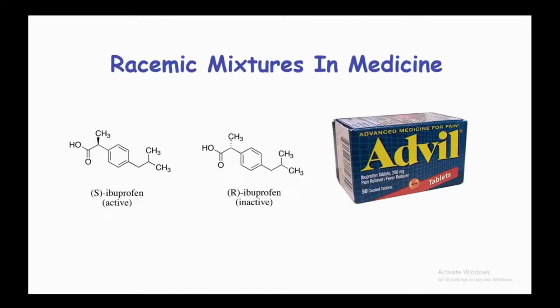Next, let's move on to the racemic mixture in medicine. S-ibuprofen is active and R-ibuprofen is inactive. So stereoisomerism or stereochemistry is really important in medicinal chemistry, because one stereocenter can change all of the properties of compounds in terms of medicine and make it active as a medicinal compound or medicinally inactive.